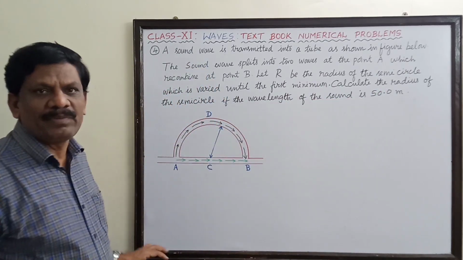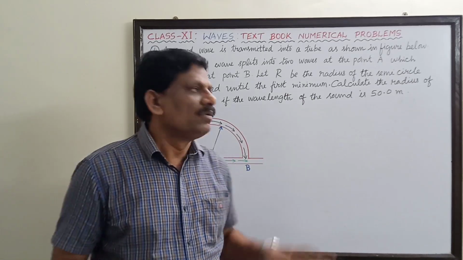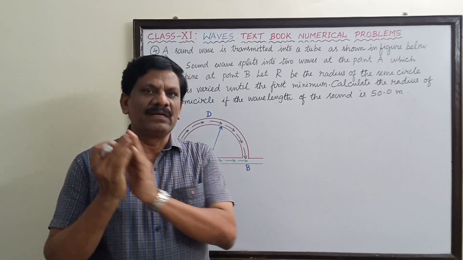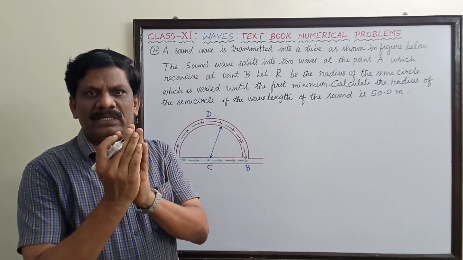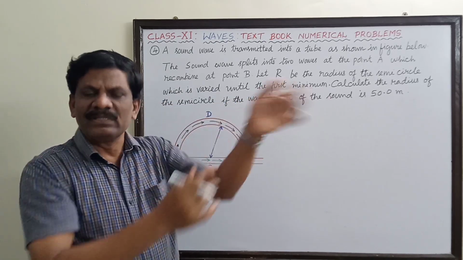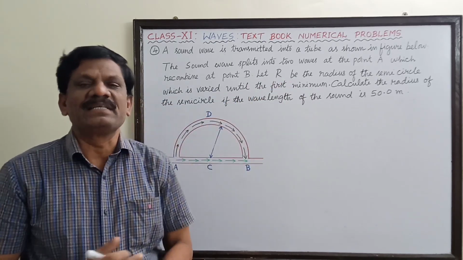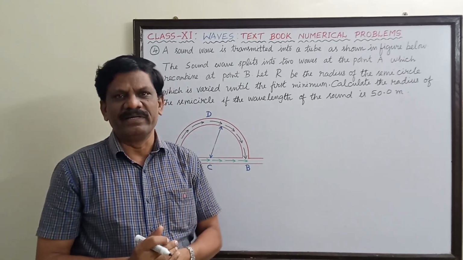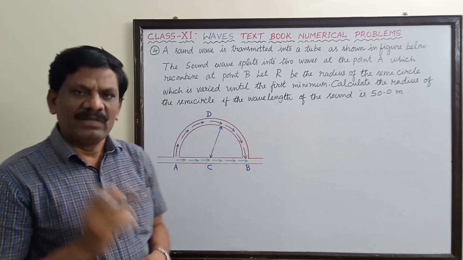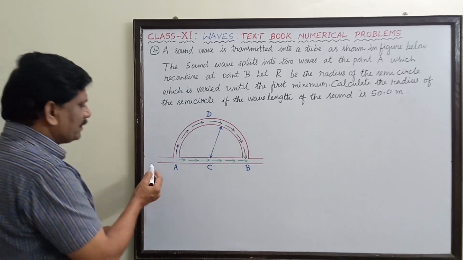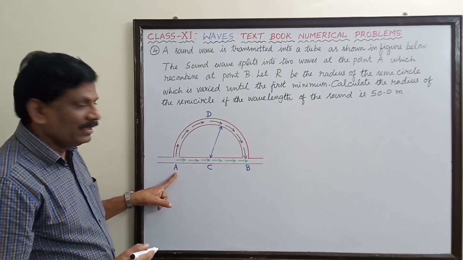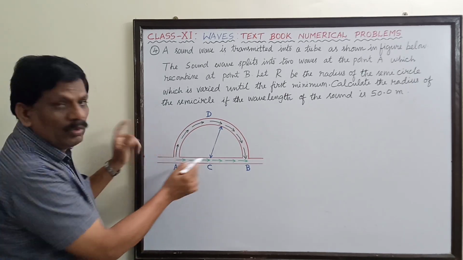So understand this problem carefully. We have studied in the theory of interference of sound: when sound traveling through one pipe splits into two paths and again meets at some other point, it may undergo constructive interference or destructive interference. So it depends upon the path difference. Here the sound is entering through the opening A. At A, there are two paths.